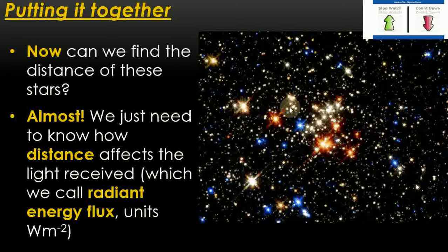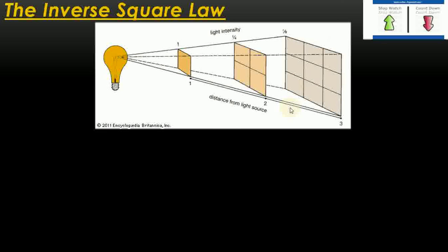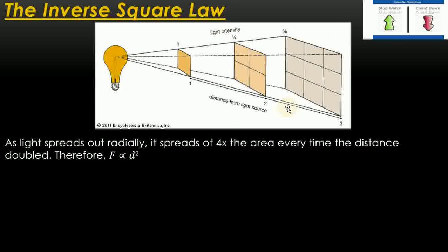Now, to work out how to do that, we need to look at something called the inverse square law, and that tells us how light spreads out. Now, if light spreads out radially, that is in a sphere, it will spread out with 4 times the area every time the distance doubles. That means that the intensity is proportional to one over the distance squared. Now, for light, that means that the flux is equal to the initial luminosity divided by the surface area of an imaginary shell. So we can imagine the light spreading out in a shell, and in that shell, all of that energy has spread.